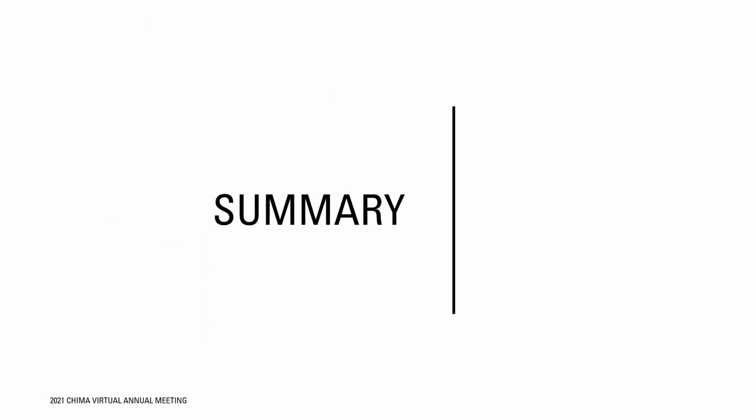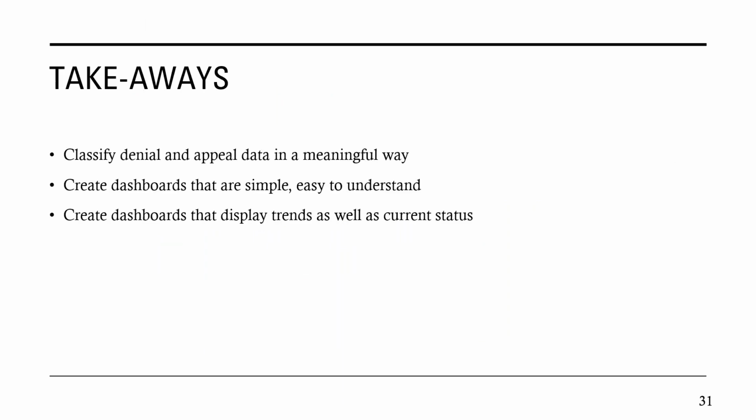Okay, so to summarize what I've talked about today, some of the takeaways from this presentation are: think about classifying your denial and appeal data in a meaningful way, and that is by payer, by issue, by root cause. And then also, when you're looking at your staffing and your productivity and your efficiency and effectiveness, you can break it down by your staff as well to see if your staff is working efficiently and if they're being effective in the work that they're doing.